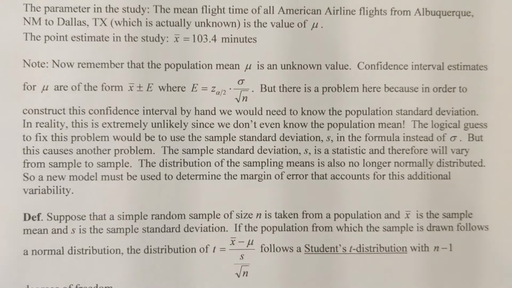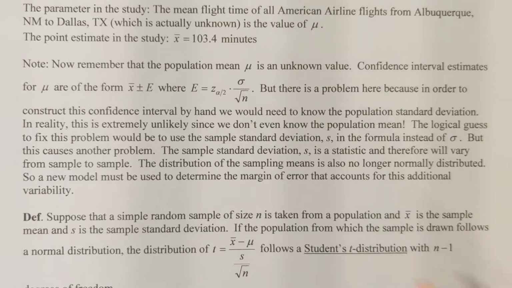In reality, it is very unlikely that we would happen to know sigma and not mu, okay? Because mu is involved in the formula for getting sigma, right? Now, I guess it could happen, but that would be very strange, to happen to know the population standard deviation and not know the population mean.